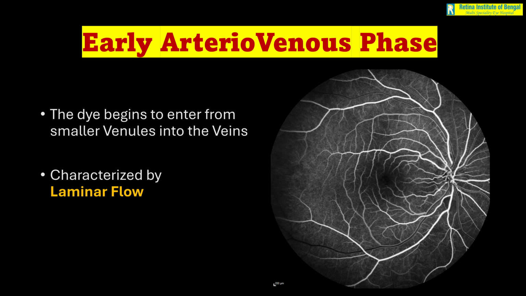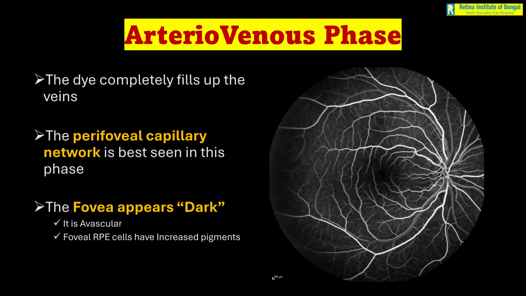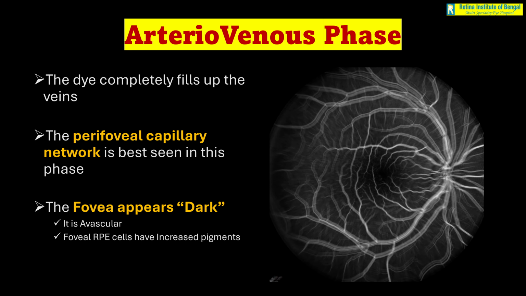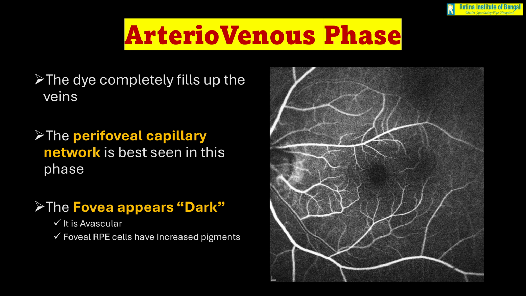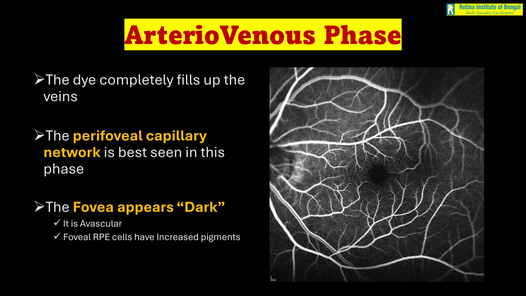So if we want, what we can do is we will just pause this. Yeah, so you can see this is what we call a laminar flow. You can see there is a thin white stream along the upper and the lower margin of the vein, but the central lumen or the middle part of the vein is black in color. This is laminar flow. So that was the early arteriovenous phase. Then comes the main arteriovenous phase, where slowly the central part of the vein also gets completely filled. So you can see here, slowly the laminar flow is being replaced by complete filling of the blood vessels, complete filling of the vein.